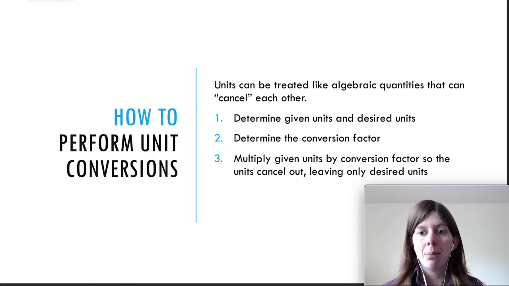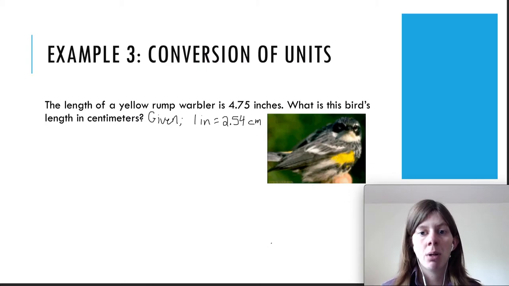So the first step is to figure out what units you are given and what units you're trying to convert to. The second step is to determine the conversion factor. Here you're given the relation between the two units, and you just have to make them into a fraction. We'll show you that in the next examples. Then, once you've made your conversion factor, you multiply your given units by this conversion factor, and the given units will cancel out and you'll be left with the units that you want. So let's see these 3 steps in action here in example number 3.